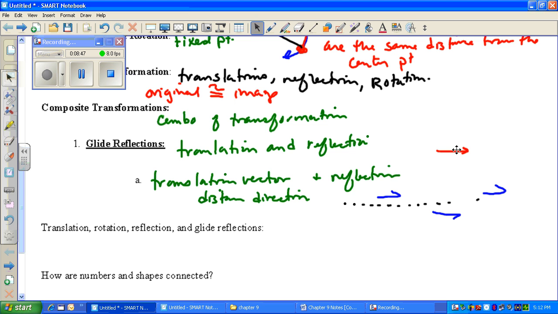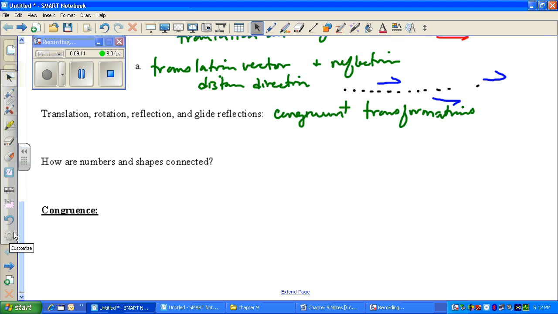So again, translation, rotation, reflection, which we spoke about earlier, and then this glide reflection are going to be congruent transformations, meaning their result is going to be the same shape and the same size. Now we've got this relationship between numbers and shapes, and we'll talk about that in the next lecture.